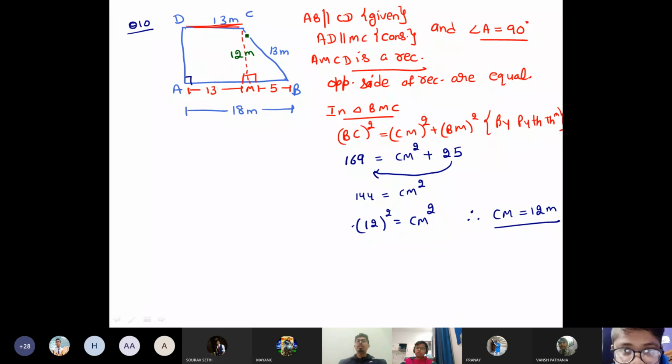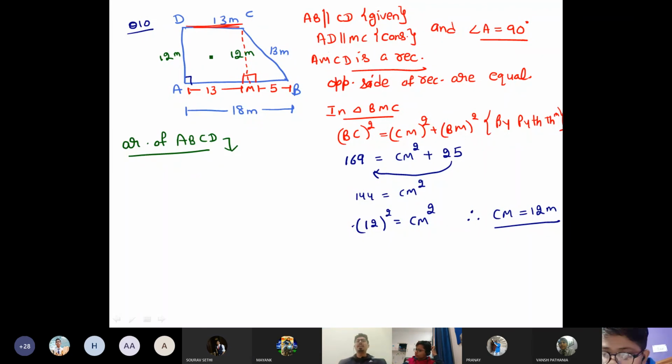Now see, AMCD is a rectangle. We know that AMCD is a rectangle. Opposite sides are equal and parallel. So this will be 12 meter also. Yes or no? So see what I have to do. I have to find out the area of the whole figure. Area of figure means ABCD. I have to find out the area of ABCD.